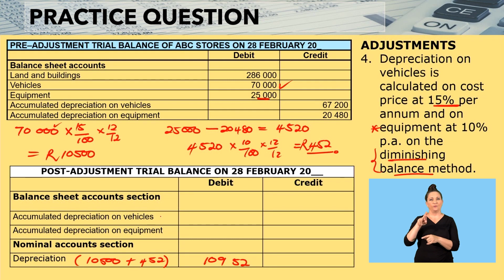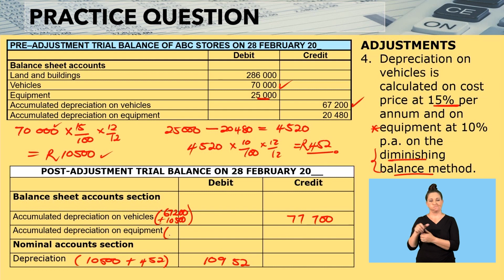On your accumulated depreciation on vehicles, at the beginning it was 67,200. So I'm just going to put it here. I had 67,200. Now, I have more depreciation on vehicles, which is how much? 10,500. So I'm going to add 10,500. If I add these two amounts, I now have 77,700. That becomes my accumulated depreciation on the vehicles.